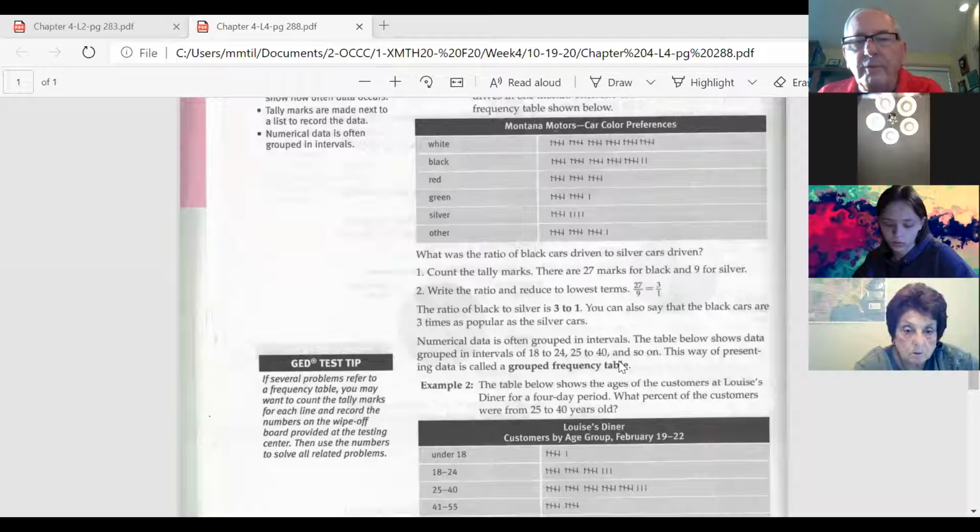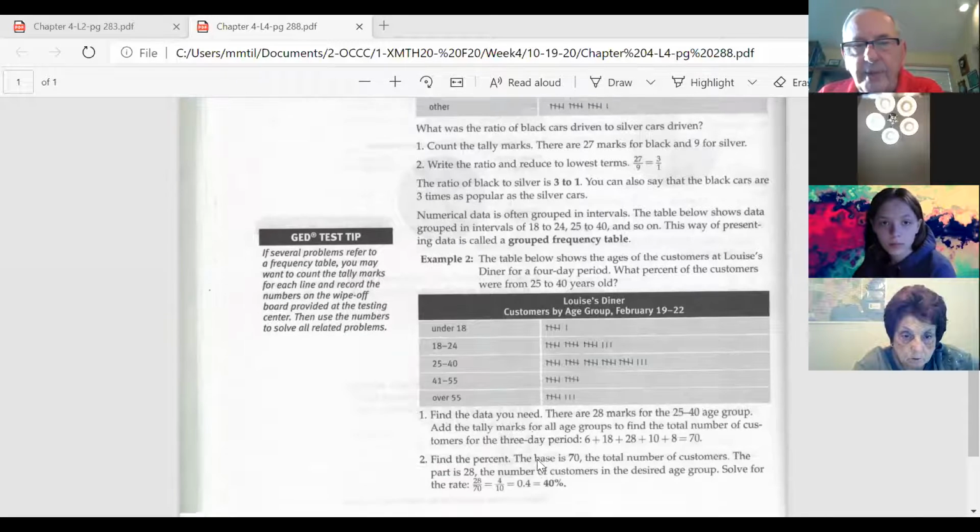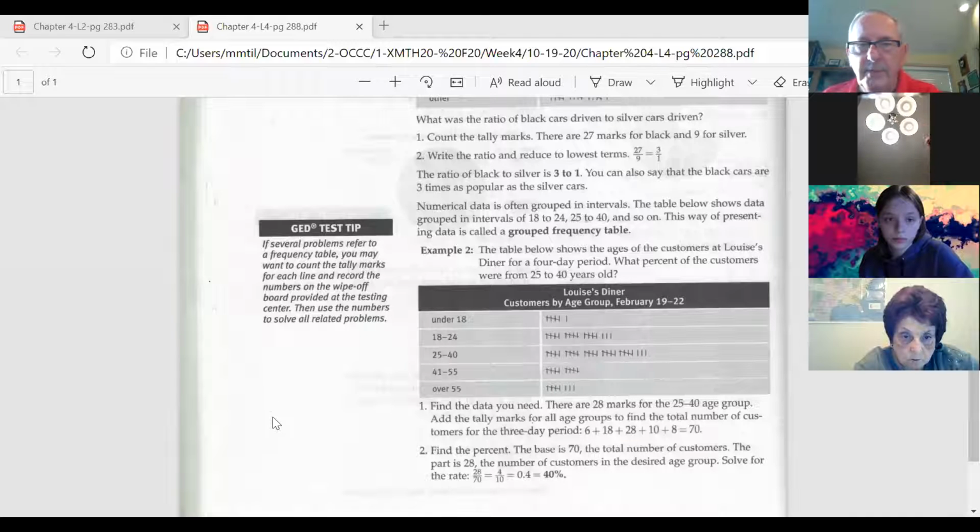Okay, numerical data is often grouped in intervals, and this second one here is an interval one, and you see more of these than you do that top one. In this particular case, it's intervals of ages: under 18, 18 to 24, 25 to 40, 41 to 55, and then 55 and over. And it's customers by age at Lois's diner, over a week period. Okay, so that's what we're doing with this data.